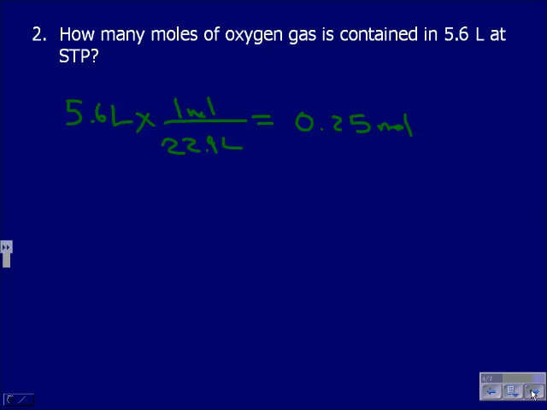0.25 mole. And it says oxygen gas. Well, we didn't need that. We don't need the identity unless we're finding a mass. The next one we're going to be looking for a mass. We'll string 2 conversion factors together.